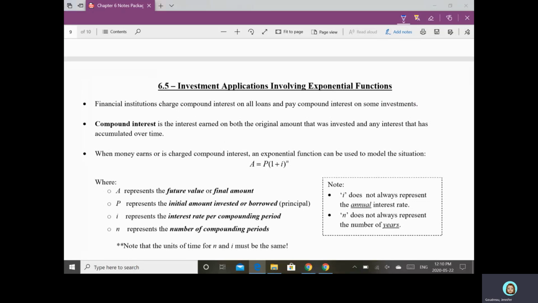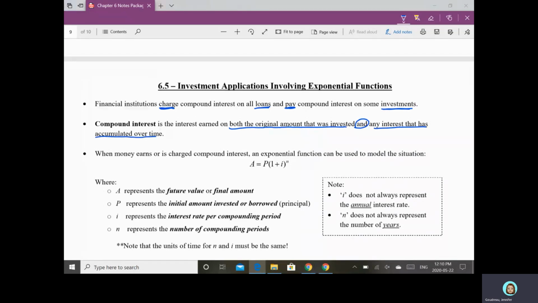So financial institutions charge compound interest on loans, and they pay compound interest on investments. Let's talk about what we mean by compound interest. When something compounds, it grows. So compound interest is a particular type of interest that is earned on both the original amount that was invested and on the interest that has accumulated over time.